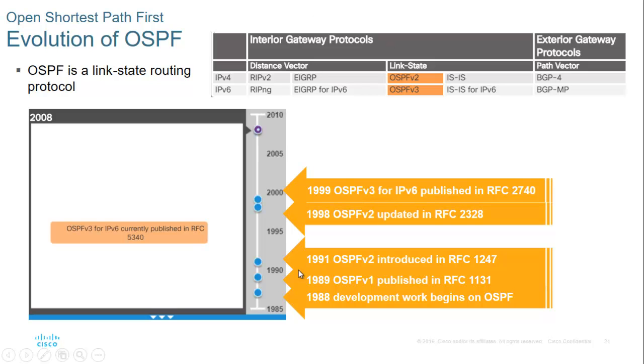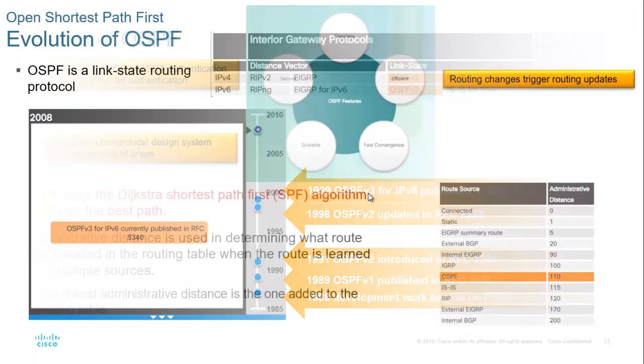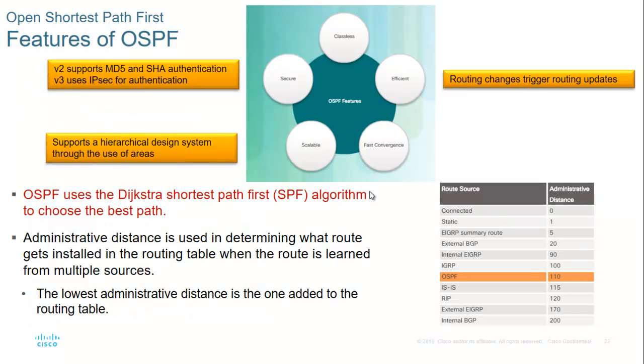And here it shows you how it progressed from 1988 until the version that we have now, which is version 2 for the normal usage, and we have version 3, which can be applied for IP version 6. Now, features of OSPF: version 2 supports MD5 and SHA authentication. Version 3 uses IPsec for authentication. It supports a hierarchical design system through the use of areas, single area and multiple area, and routing changes trigger routing updates. It doesn't do an update every 30 seconds.